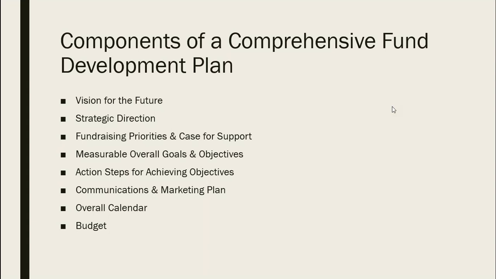So first and foremost, we want to make sure that our plan includes our vision for the future, a mission statement, and our strategic direction. Now, don't include your entire strategic direction. We don't need to have the whole thing there, but I would pull out of your long-range strategic plan anything that is related to philanthropy, anything that's related to your philanthropic goals.